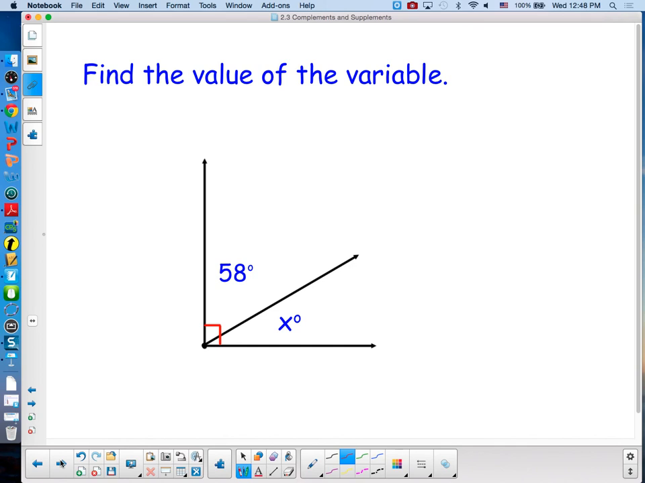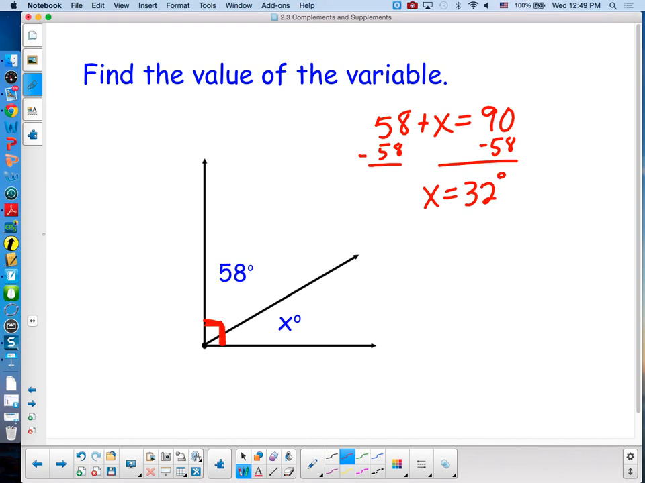Show me a few more answers. Some of you are stuck, it looks like. All right, something you need to notice is I have the right angle marking, meaning that those two together make 90. So you could do 58 plus x has to equal 90. So 90 minus 58. So x should have been 32 degrees.